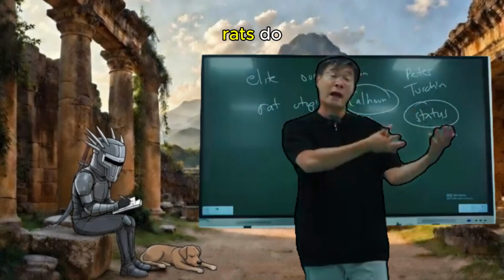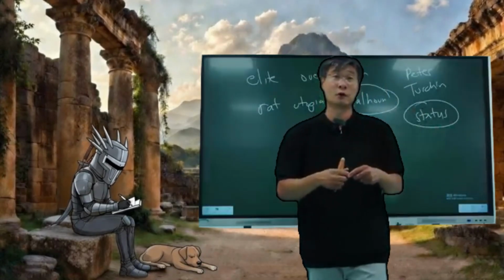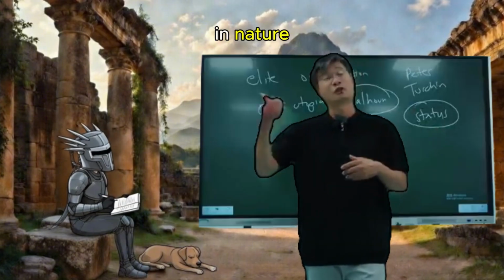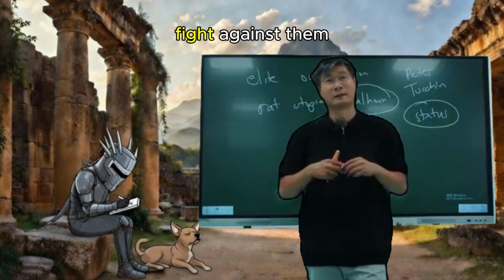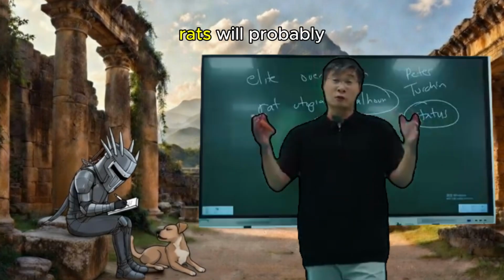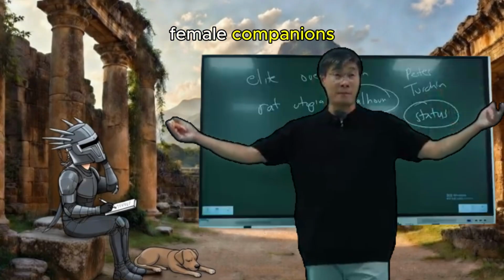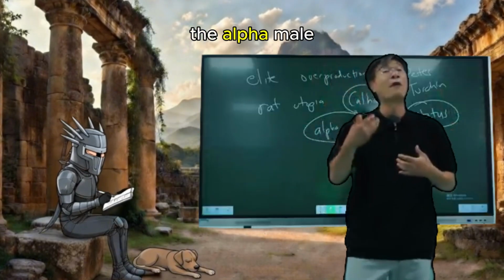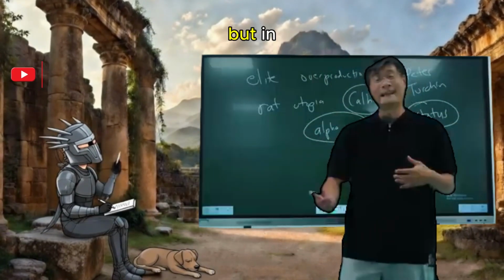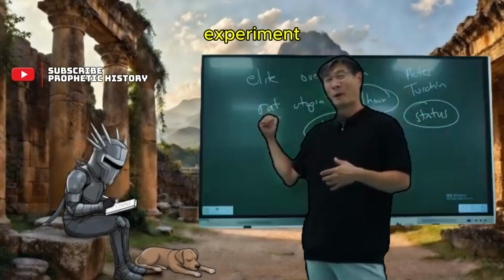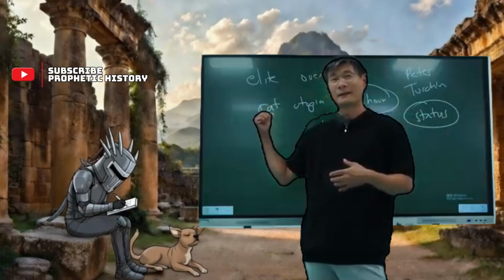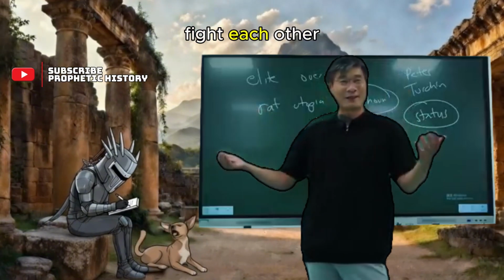Okay? And what do the other rats do? In nature, what will the other rats do? Well, the other rats will probably run away, go somewhere else, and find other female companions, right? Because everyone's trying to be the alpha male. But what's the problem with James Calhoun's experiment? Why do they fight each other?